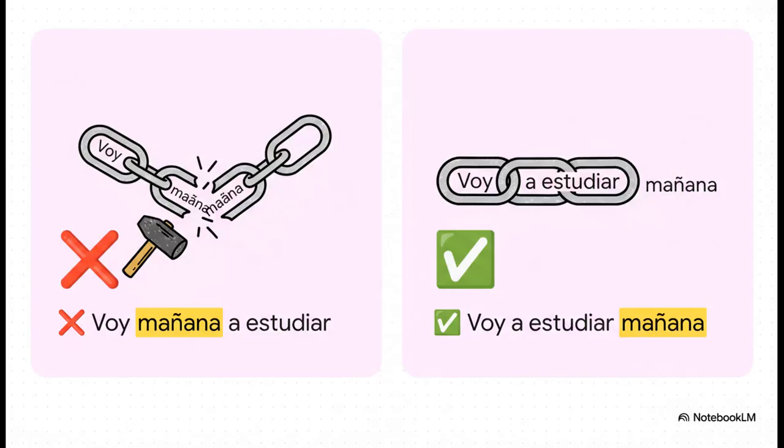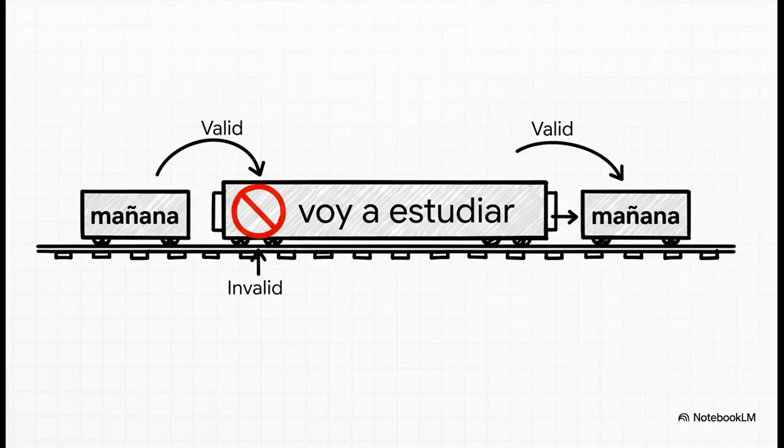And our final trap? Messy word order. Look at how mañana is just stuck right in the middle of voy a estudiar. It completely breaks the flow. That little 3-part phrase, voy a estudiar, it needs to stick together like glue. So here's the simple rule to keep in your back pocket. Time words like mañana or hoy or esta noche, they are happiest either at the very end of the sentence, or sometimes you can put them right at the beginning for a little extra emphasis. Just keep them out of the middle.